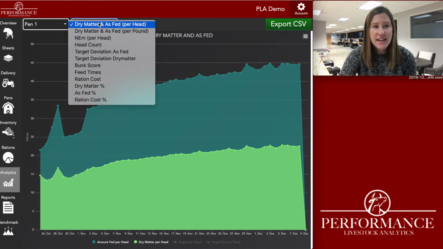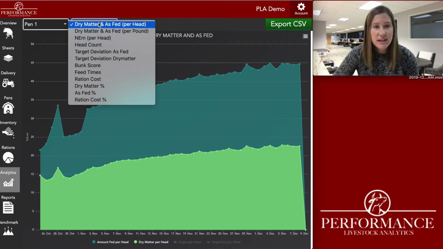And in this second drop down, the one just to the right of it, it gives you your data selection for visualization. And they are going to be different from the information you get from the pen versus the group. So this is really going to be high level overview information that you get from your pen. A lot of this information is being pulled from the overview page based off of your targets, looking at the bunk scores, your feed times, all of that good information there is being captured from the pens.